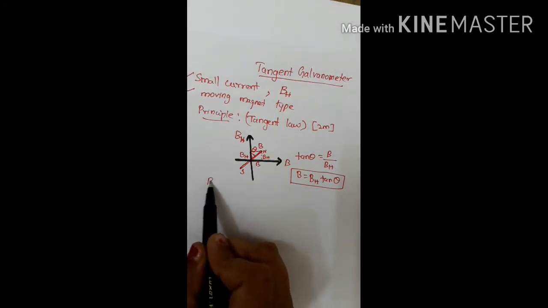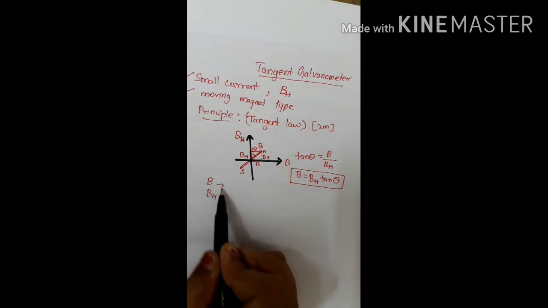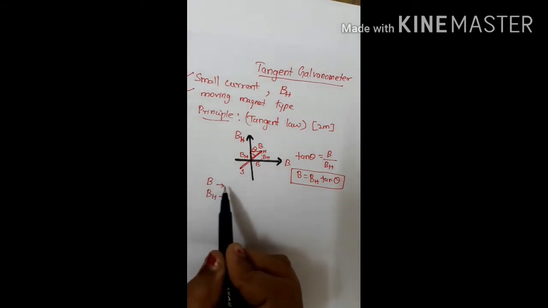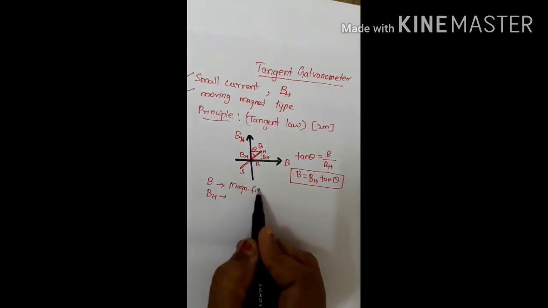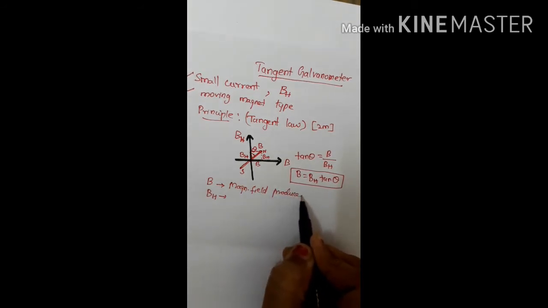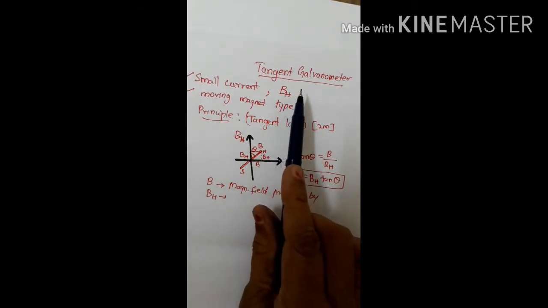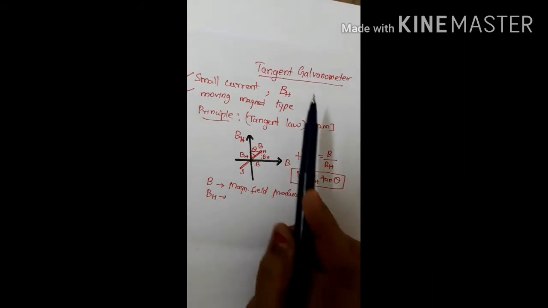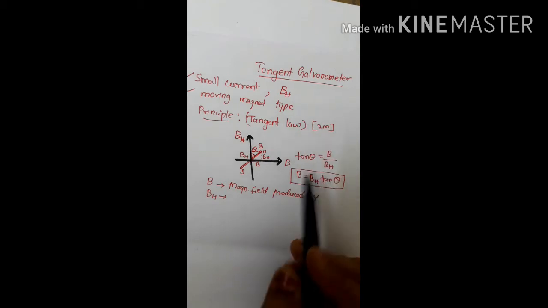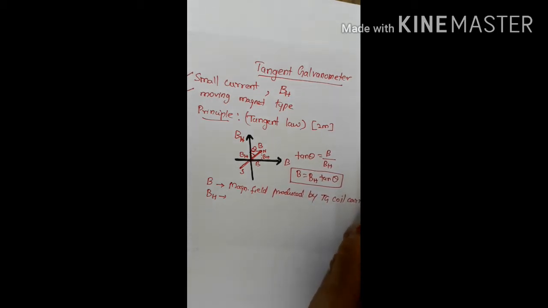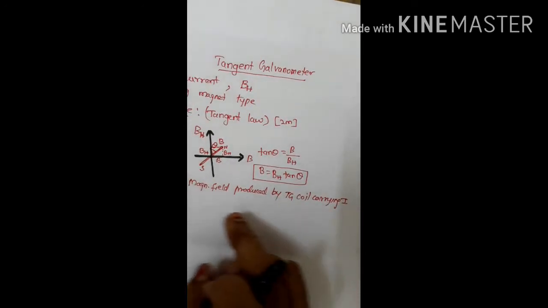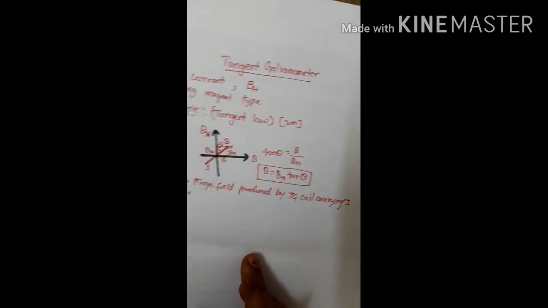You should know what B and BH are. Later we will see what B and BH are. B is the magnetic field produced by this TG coil. The TG coil is circular in shape. If you pass current to the TG coil, it will produce a magnetic field. The letter I represents current. So B is the magnetic field produced by the TG coil carrying current.